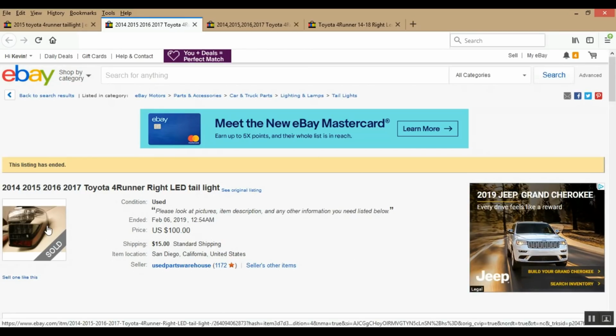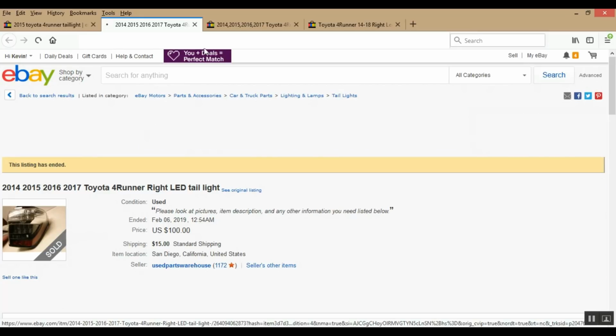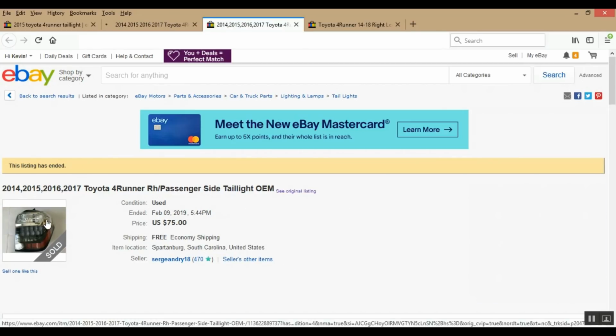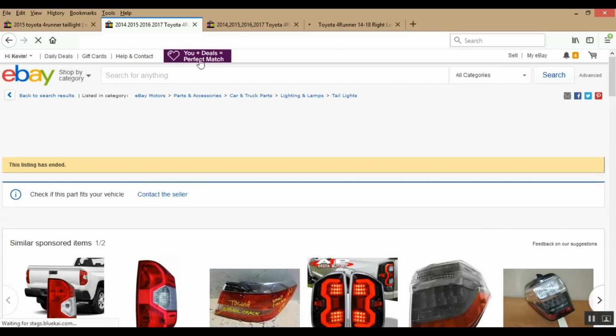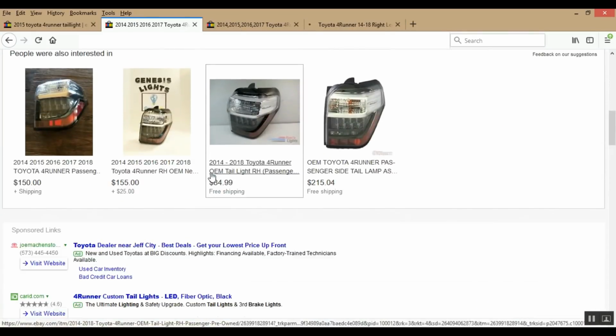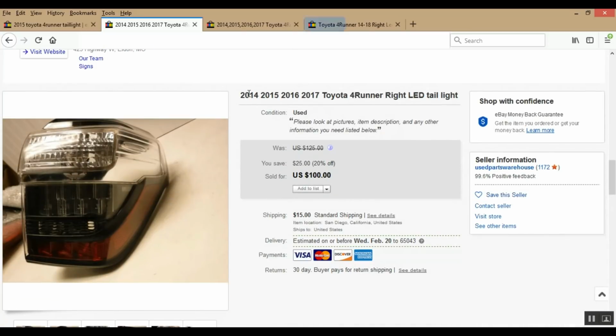Okay, so this is one that went for over 100. I'll open this one up, and I'm going to open that one up. Okay, so that first one that went for over 100: 2014 Toyota 4Runner, right, LED taillight. They did not write passenger anywhere, so that's something I'd probably want to add.